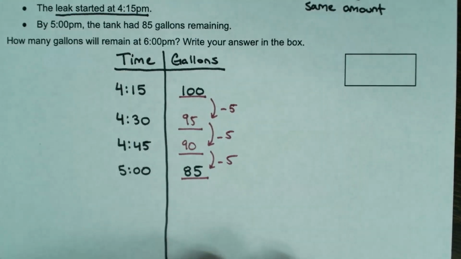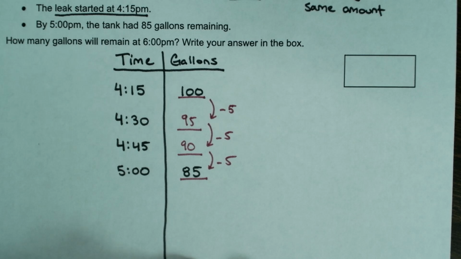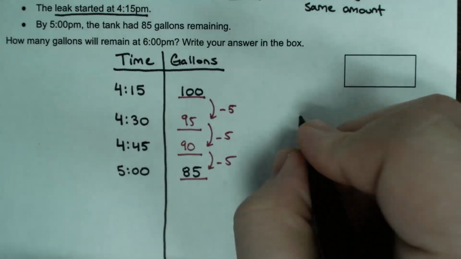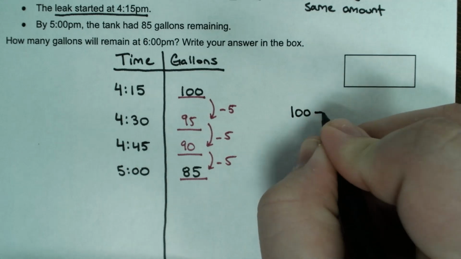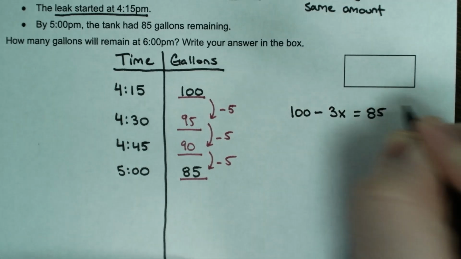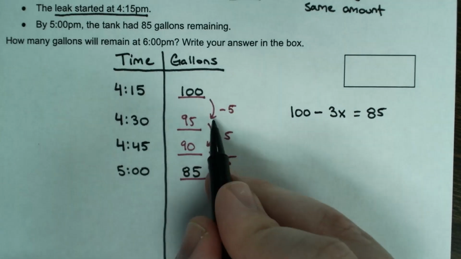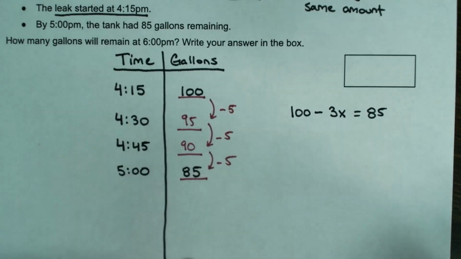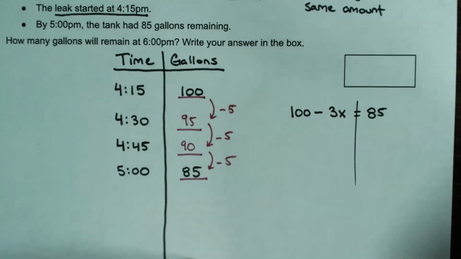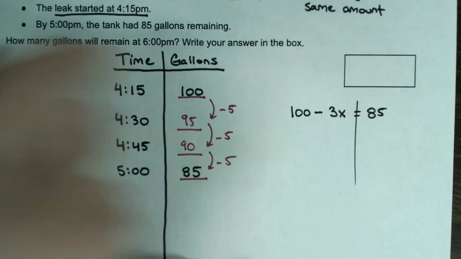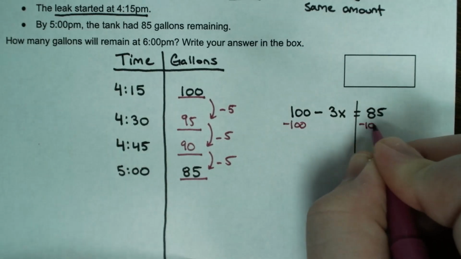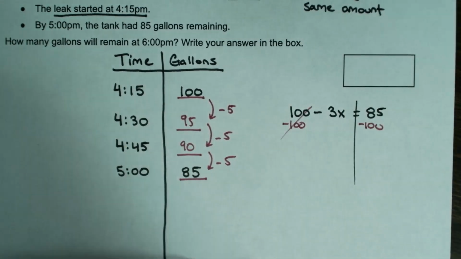Now, if that's not intuitive to you and you're like, wait a minute, how'd you get minus 5? You can set up a little side baby equation and solve it. You can say 100 minus 3x equals 85. Why I said 3x is because there's 1, 2, 3 jumps in time. You solve that equation, you get negative 5. You subtract 100 from both sides. Again, this is just side math that if you saw the 5 automatically, you don't even need to do it.